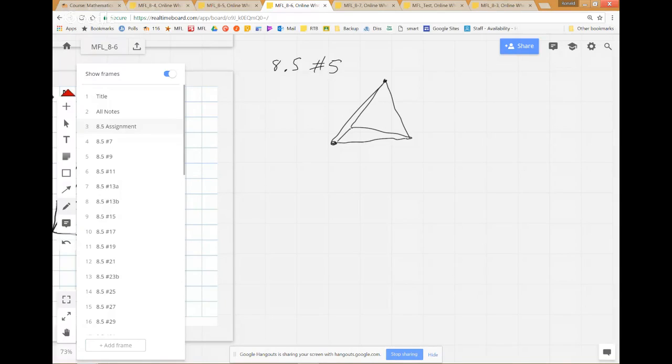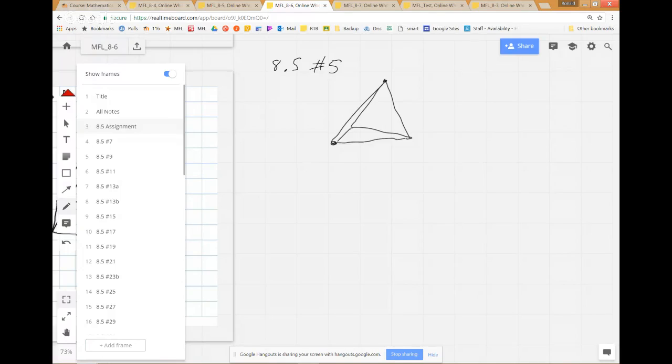So that's it. Number 5, I think all they wanted you to do was make a sketch. It's a little bit crazy with three-dimensional things to try to draw them on two-dimensional paper, but that would be how you do that one.